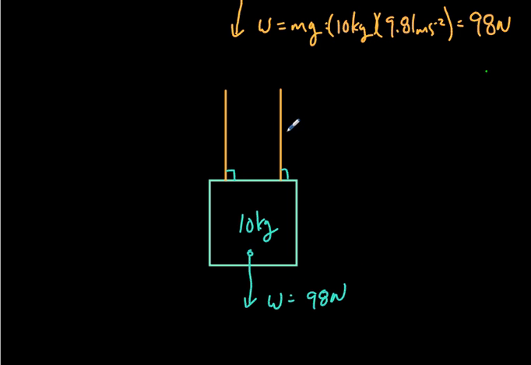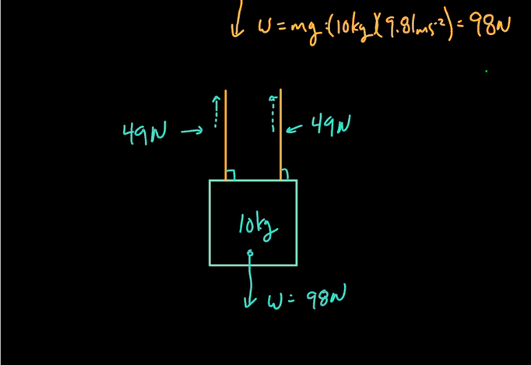Yes. Precisely. Okay? So each rope now has half of the force to provide. So 49 newtons, 49 newtons, and 49 newtons. So hopefully that makes logical sense that these ropes would share the load evenly.